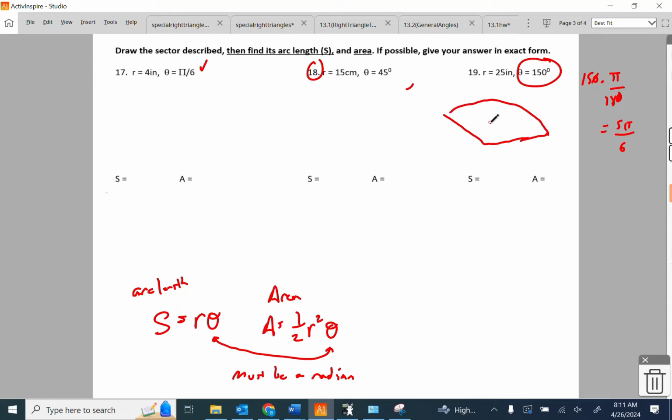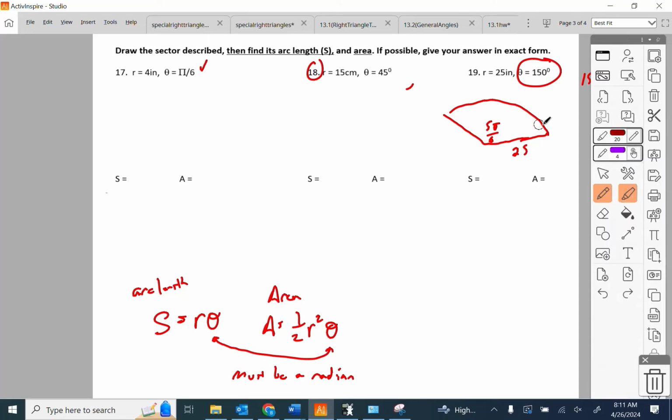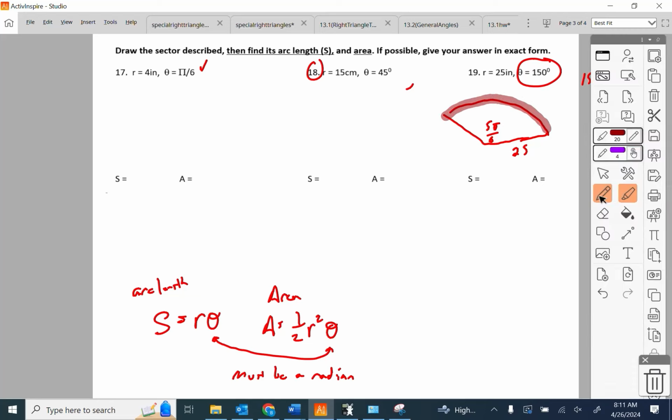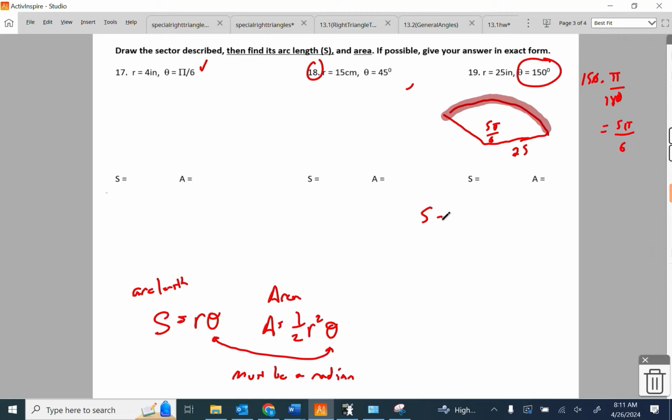The central angle is 5 pi over 6, and the radius is 25. That's what it looks like. Now the arc length, and arc length again is going to be what I'm highlighting here. That's my arc length. It's simply found by doing the radius times theta. So it's going to be S equals a radius of 25 times 5 pi over 6.